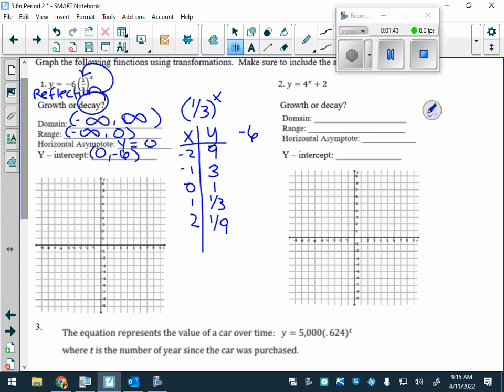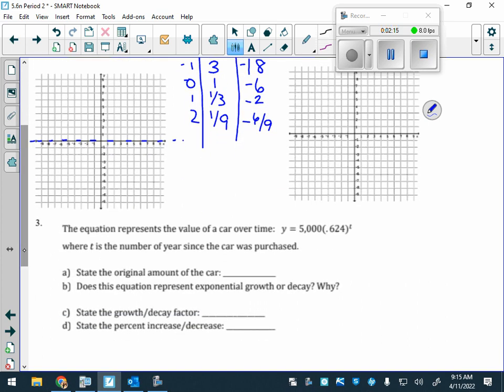Good. So clearly we're going to have what for a new y value here? 9 times -6. Okay. 3 times -6. 18. -6. -2. -6/9, which you could reduce. But we know our horizontal asymptote is y equals 0. Okay. If this is a decay function, which it is, it would be going in this direction. But since it's reflected, it's going to be going like this.